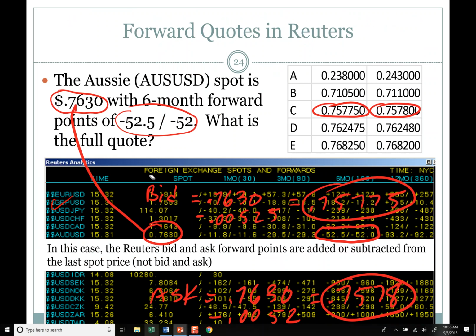Reuters, there's a lot of mess here, but it looks the same way. Here's the spot price, and they're telling me negative 40 points and negative 40 points for the 1 month. And here's a Canadian dollar, negative 124 points for the bid, negative 122 for the ask. So that's how generally financial information is going to give you points and not full quotations for the forward.